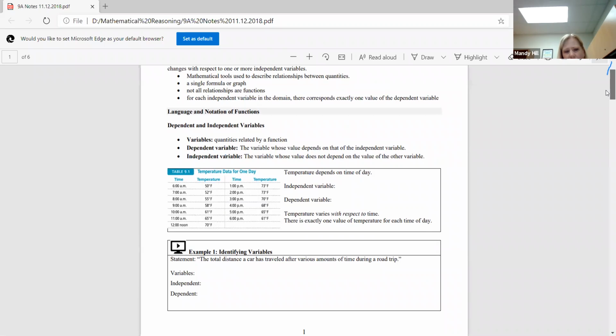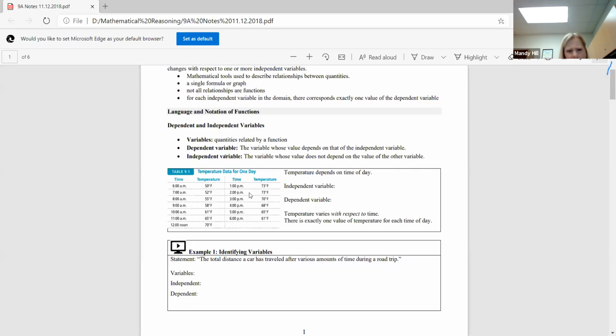Now we've got basically two kinds of variables. It could be a dependent variable, and that's the variable whose value depends on that of the independent variable. So if we're doing something and we change the independent variable, what effect does it have on the dependent variable? Well, the dependent variable is going to change according to what the independent variable does, and we'll talk about that a lot more in these examples. But the independent variable is the variable whose value does not depend on the value of the other variable. So the independent variable can just exist by itself, and it's not going to depend on anything else.